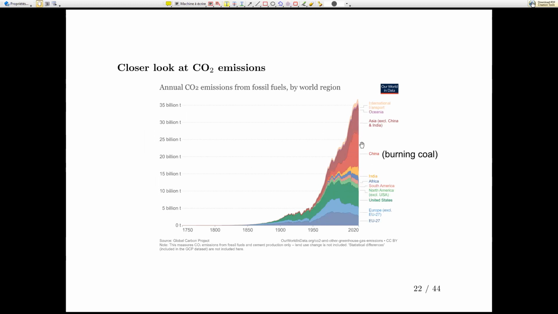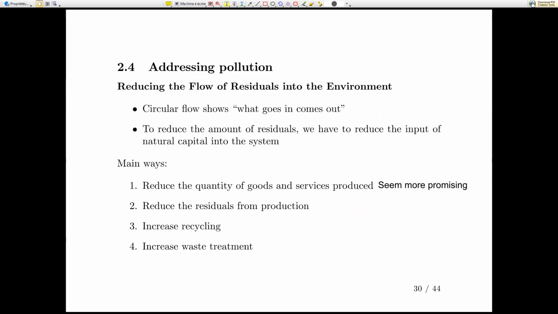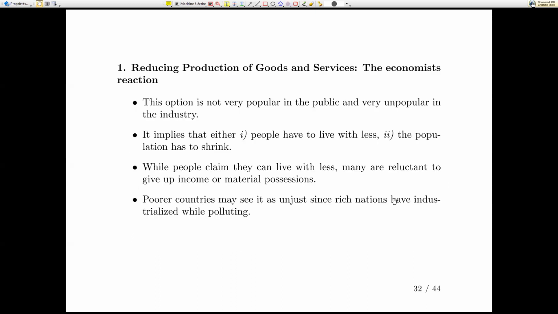But it's hard to blame Chinese for wanting to be at least not as poor as they used to be. So I would say no. I would remove this. From an economist perspective, that's not the most promising.